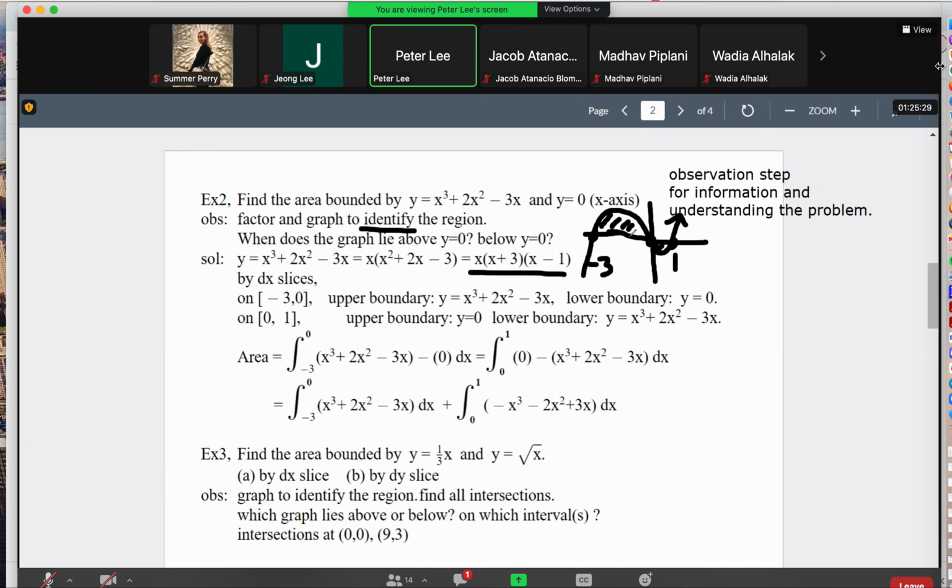So now we have to find the area of the two regions and add them up. From -3 to 0, the upper boundary curve will be this. That will be the upper boundary. The lower boundary will be y equals 0. And on the interval from 0 to 1, when x is between 0 and 1, the upper boundary is y equals 0. The lower boundary is y equals this guy right here. And so now what is the area? Area is equal to the integral from -3 to 0 of the upper boundary function minus the lower boundary. Oops, I made a mistake. This should be a plus.